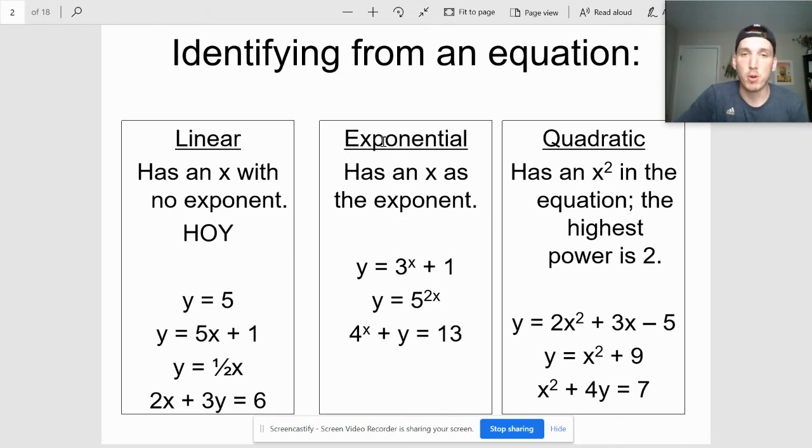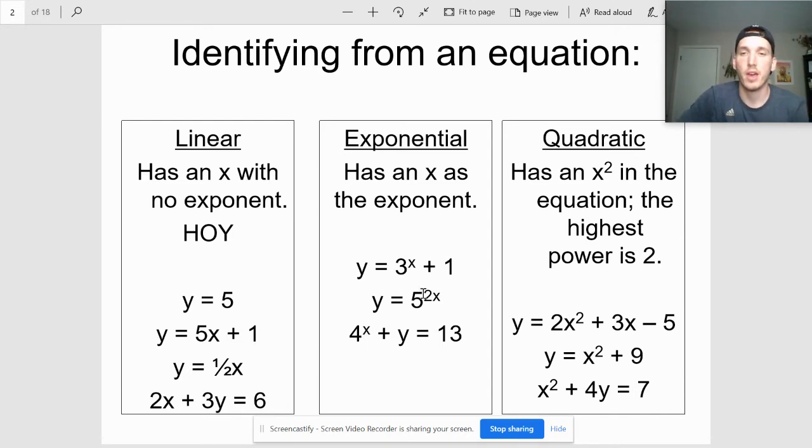And then remember, exponential is where the x is the exponent, okay? 3 to the x power, that x is an exponent right here. That means it's exponential. 5 to the 2x, exponential. 4 to the x, exponential, right?